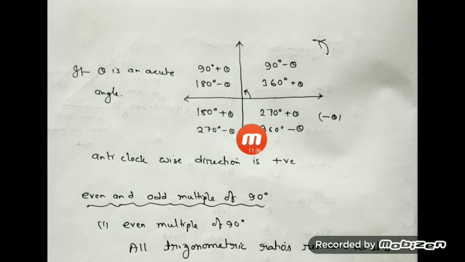Up to this 270, again plus 90, 360. That means up to this 270, when you add an angle, it will be in the fourth quadrant. And if you go to this position and subtract an angle theta, it will be in the fourth quadrant. So fourth quadrant angle can be written as 270 degree plus theta or 360 degree minus theta. Like this, the revolving ray goes on rotating.